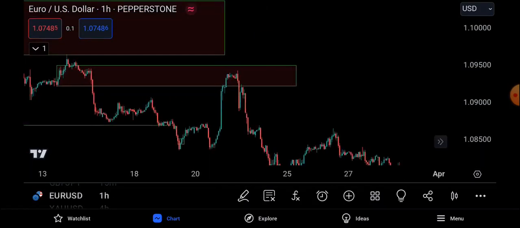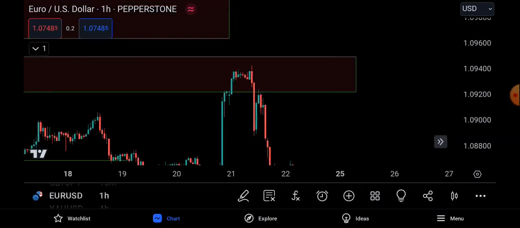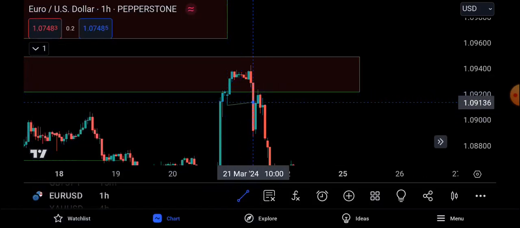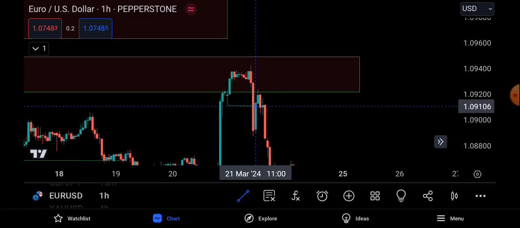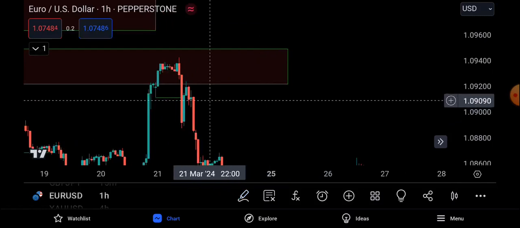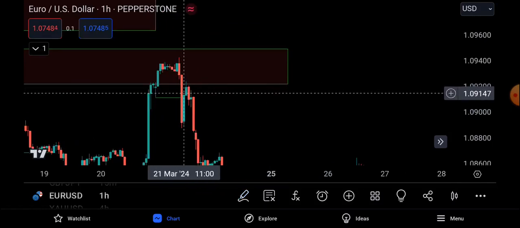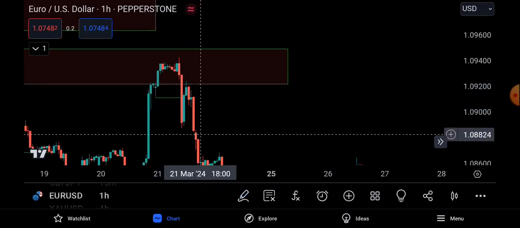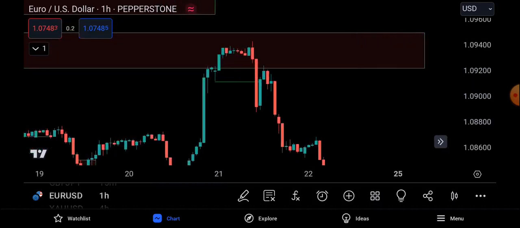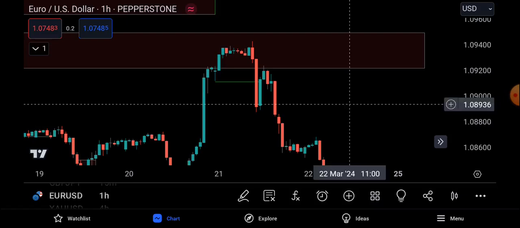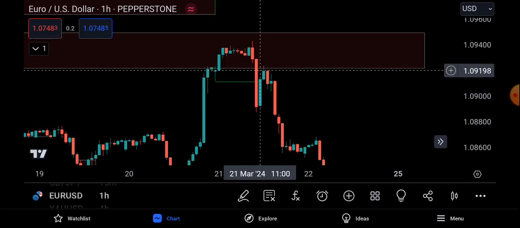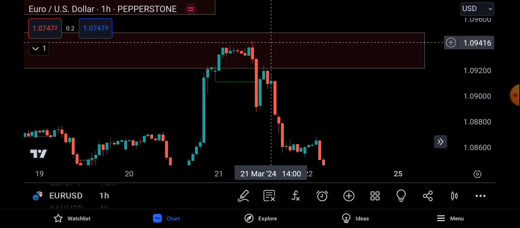In the 1 hour I do see structure, so this right here is a shift right there. And what do we have right above it? We have a fair value gap, which is from there to there. Price comes into it and then sells completely off. If you want to further refine this and look to make a smaller stop loss, so if you had sold right here, stop loss would be up here.